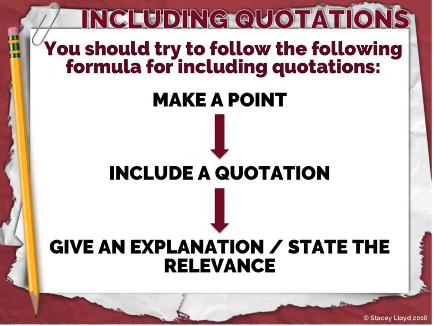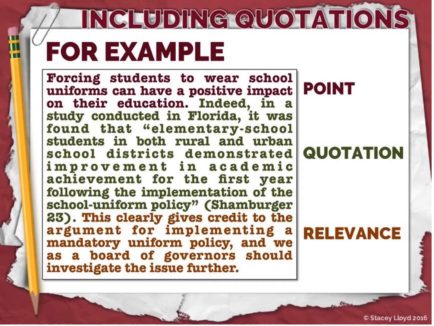So you should use the following formula for including quotations: make a point, include a quotation, and give an explanation or state the relevance of the quote. For example, forcing students to wear school uniforms can have a positive impact on their education. That's the point you are trying to make. Indeed, in a study conducted in Florida, it was found that, quote, elementary school students in both rural and urban school districts demonstrated improvement in academic achievement for the first year following the implementation of the school uniform policy, end quote, open parentheses, Schamberger 23, close parentheses, period.